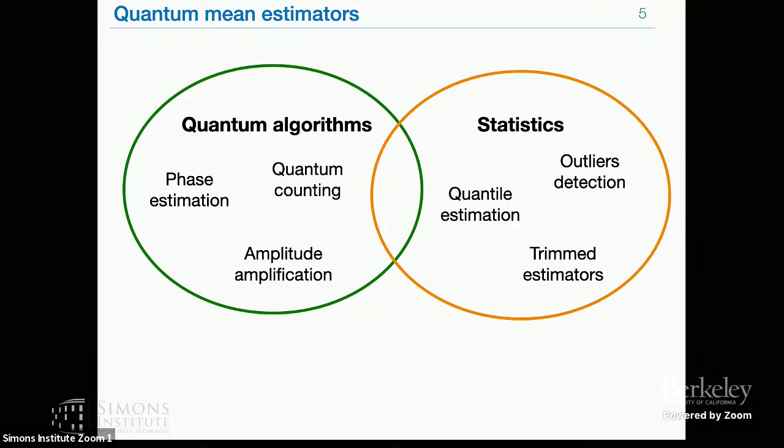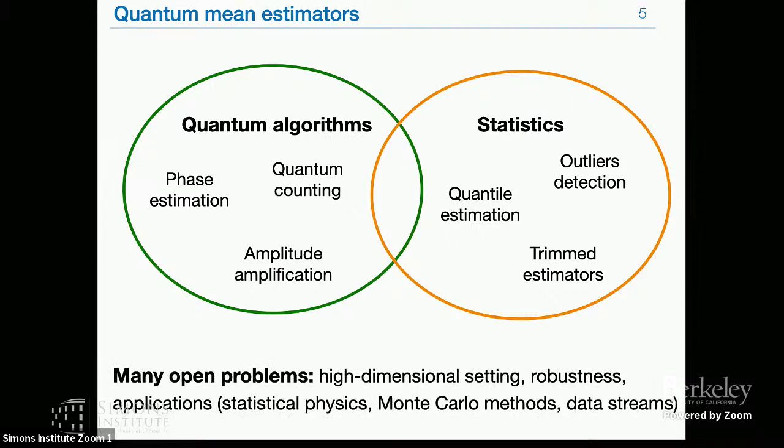So I'm not going to explain how those quantum mean estimators are designed. I just want to give you a brief idea of the techniques that are used for those kind of algorithms. And those techniques lie at the intersection between quantum algorithms and statistics. So on the quantum algorithmic side, people use phase estimation, quantum counting, amplitude amplification to perform those kind of mean estimation. And those techniques are combined with methods such as outliers detection or trimmed estimators. Okay, so it's a really interesting area where you have to combine those two different topics together.